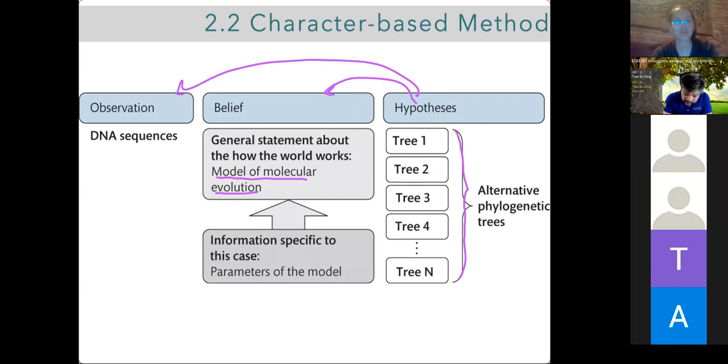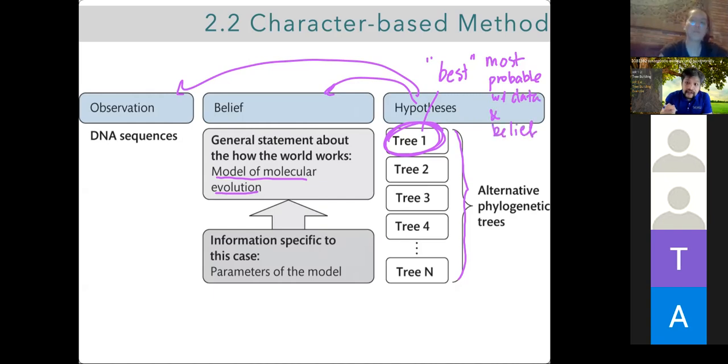So you might choose tree number 1 as your base tree. So the base is basically the most probable given the data and belief. It depends on how you believe DNA behaves, and there are multiple ways and people come up with that. There's more than one belief, right?